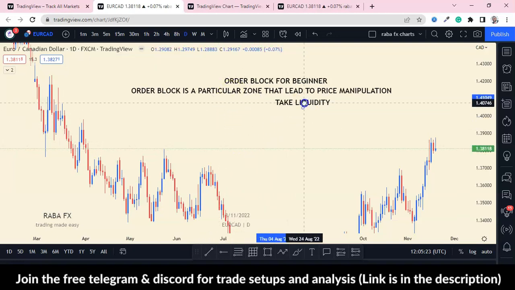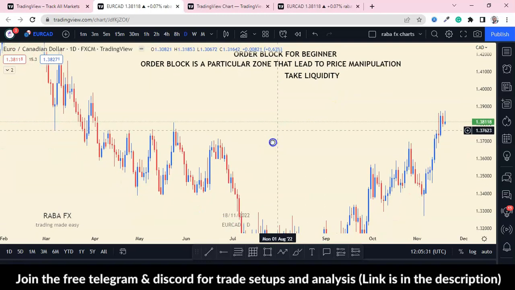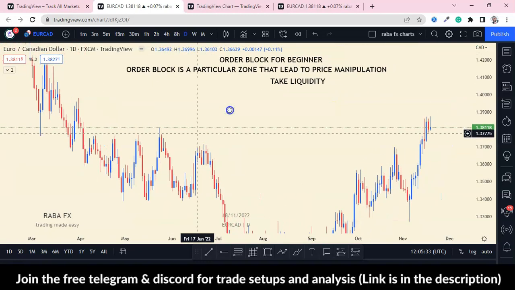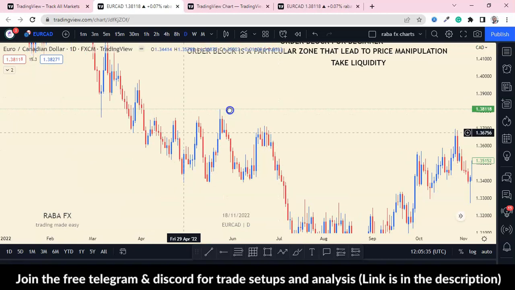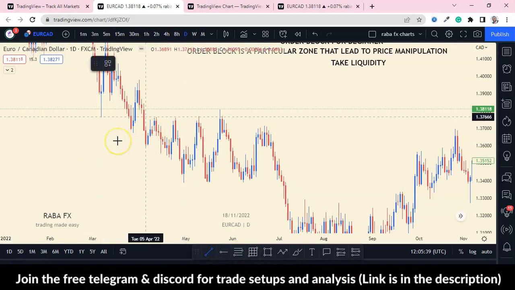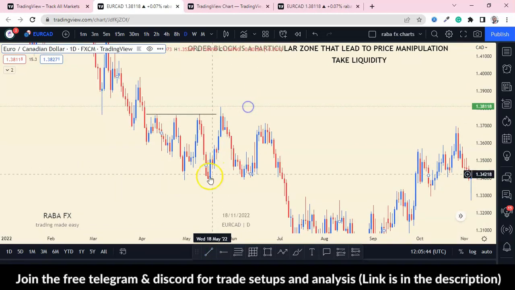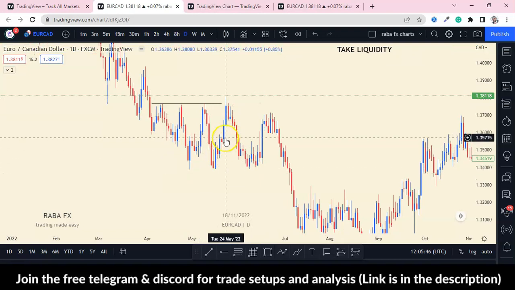Number one, the order block must lead to what? Manipulation. And that manipulation is in the form of what? Taking liquidity. Price must take liquidity. Like in this case, for example, we have some form of liquidity here. You can see these are the recent highs before this move to the upside. So you can say that the order block is simply this move up, or you can start from here.